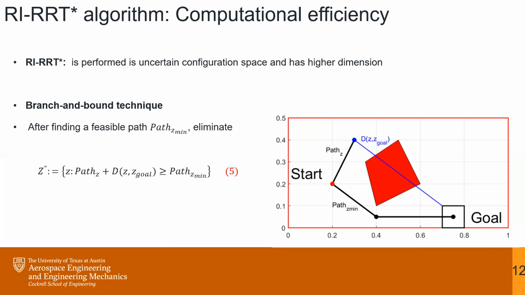Considering the fact that RI satisfies the triangular inequality, to determine these non-optimal nodes, it suffices to check the condition expressed in equation 5. It means that if the cost of traversing from the start to a node plus the RI distance from the node to the goal region is greater than the cost of a feasible path from the start to the goal region, the node cannot be on the optimal path.